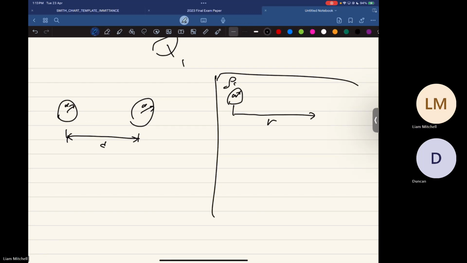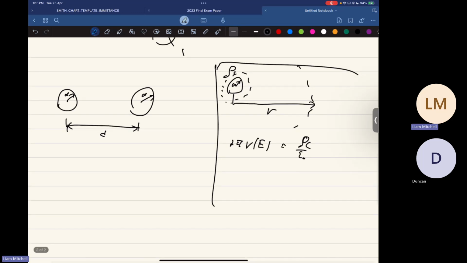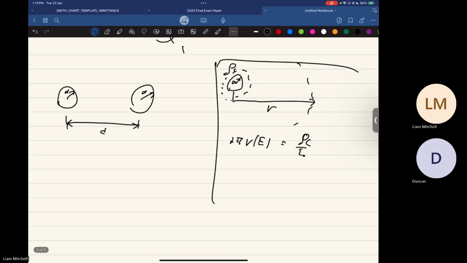We know from Gauss's law, if you take a Gaussian surface around it at radius r, that 2 pi r times the magnitude of E is equal to rho l over epsilon naught. Are we using images? No, we are not, because we can assume that d is much larger than a. But it will come later.